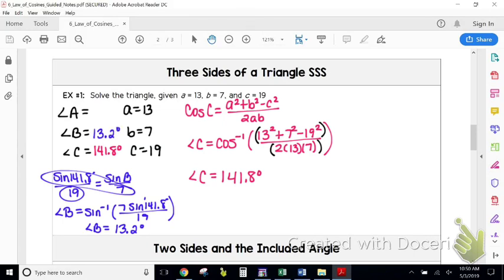And then how am I going to find angle A? You can just subtract. Add angles B and C and subtract them from 180 degrees. So 180 minus 13.2 degrees plus 141.8 degrees equals... Alright, so what did we get for angle A? 25 degrees. So I found all the pieces of my triangle. My angles have degree symbols. My sides do not have any labels. So there is our solution.